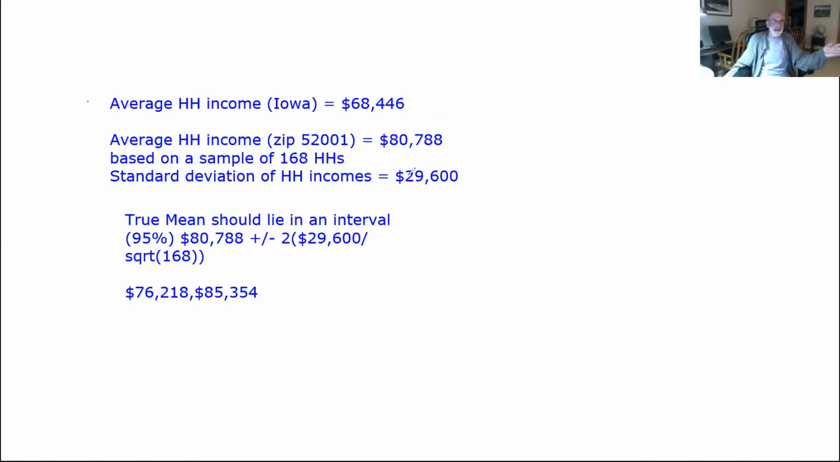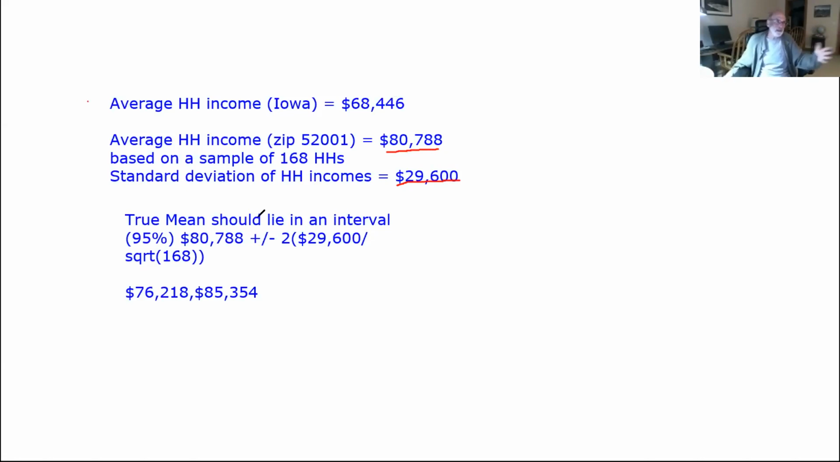If we make this particular number here larger, we could get this interval to include 68,446, but we still have a sample that has a mean of 80,000, far higher than the rest of the state. So I don't think in any way you want to end up concluding that zip code 52001 has the same income as the rest of the state.